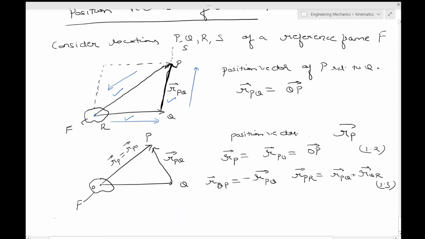Now using these two, we can say that RPQ is equal to RPR minus RQR. How has this come? Just write this equation: RPQ will be equal to RPR minus RQR. That's how this has been written.